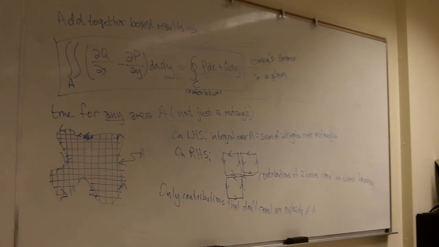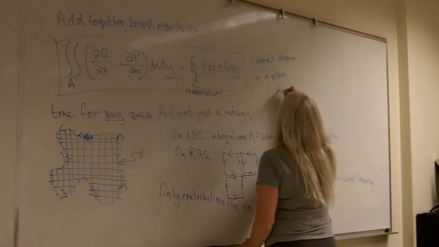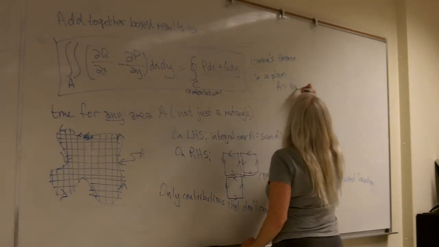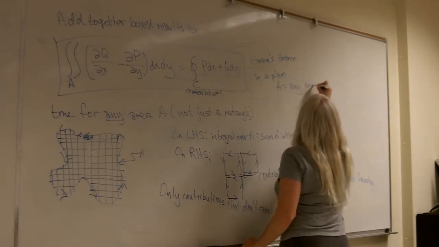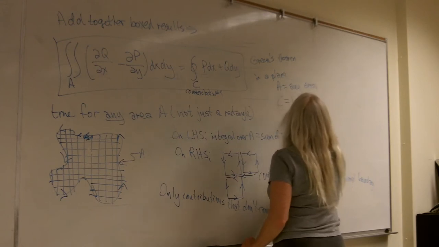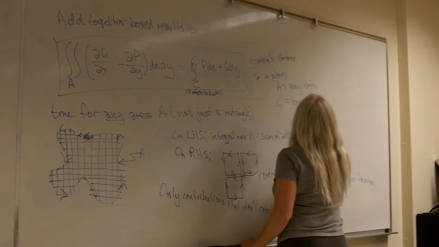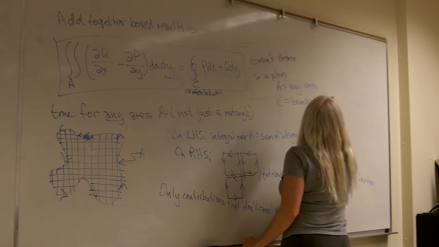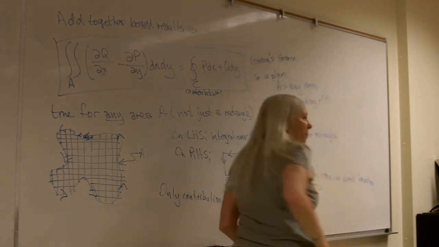Okay? So that's our argument. Even though we proved Green's theorem only for the case where A was a rectangle, by this argument right here, we can generalize it to any area whatsoever. Okay? So A here is any area, and C is the boundary of that area. Okay?